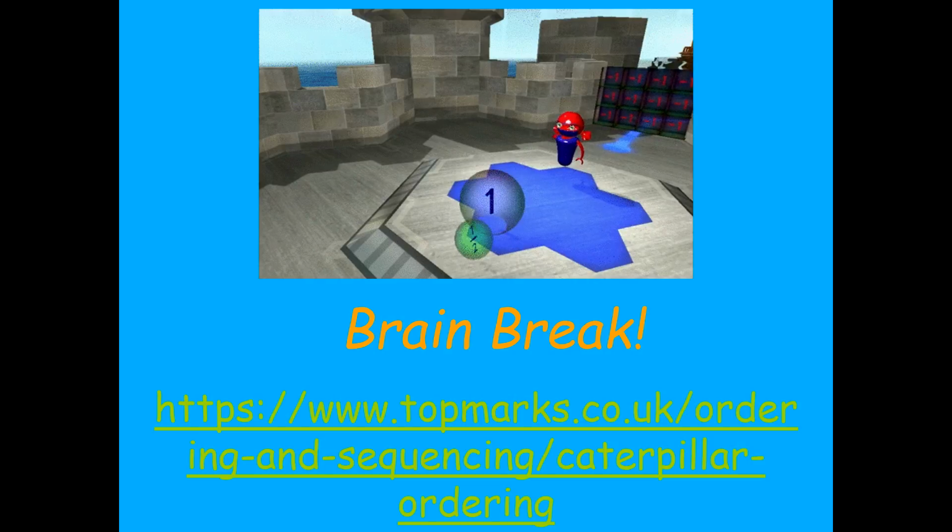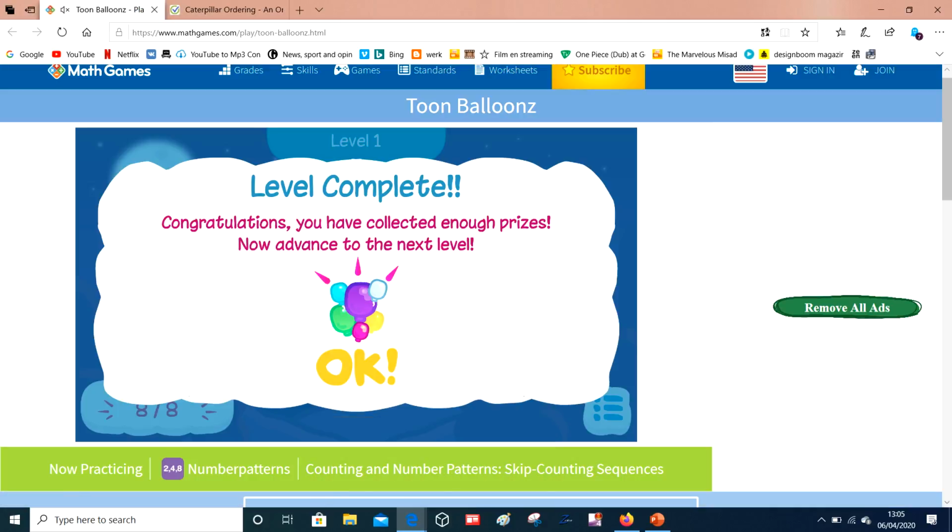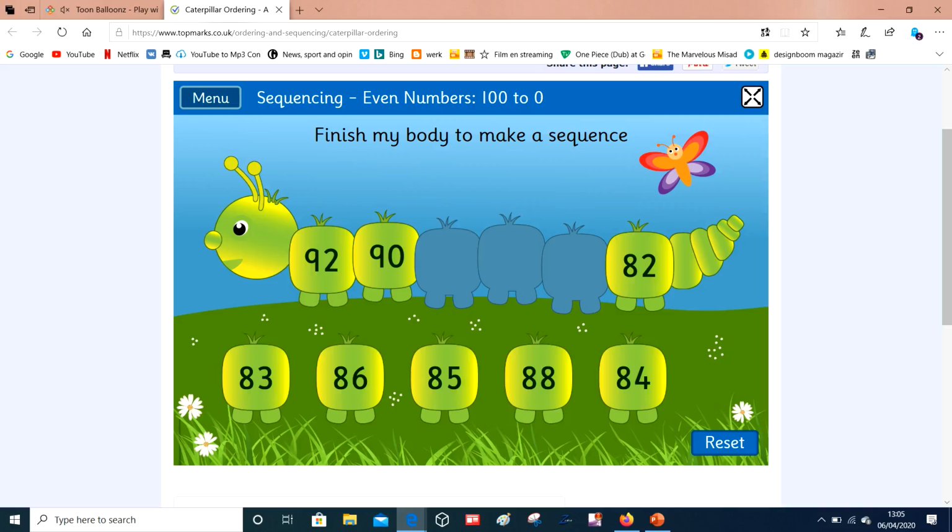It's a little bit confusing, so let's have a quick brain break. Again, we're going to go and practice some of the ordering or the sequencing that we've been working on before. Come back to here. And here we have our caterpillar ordering exercise.